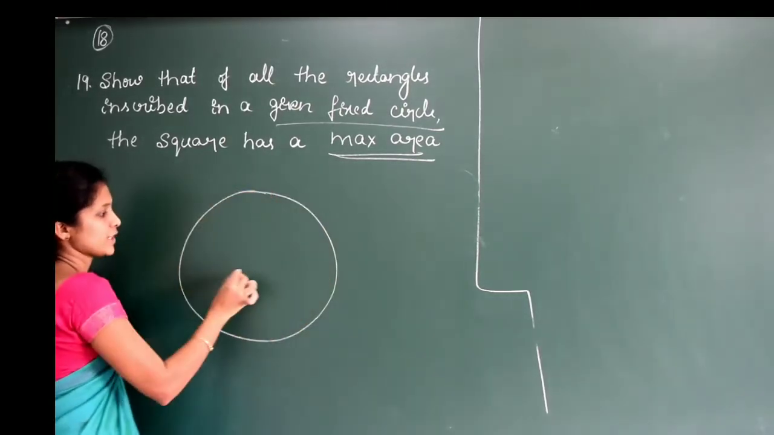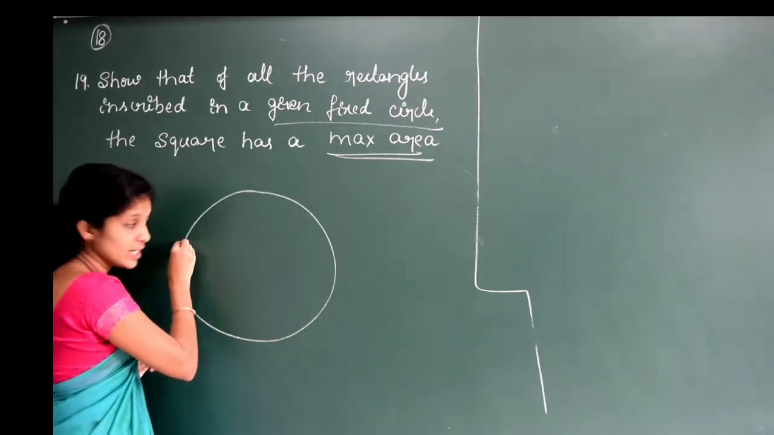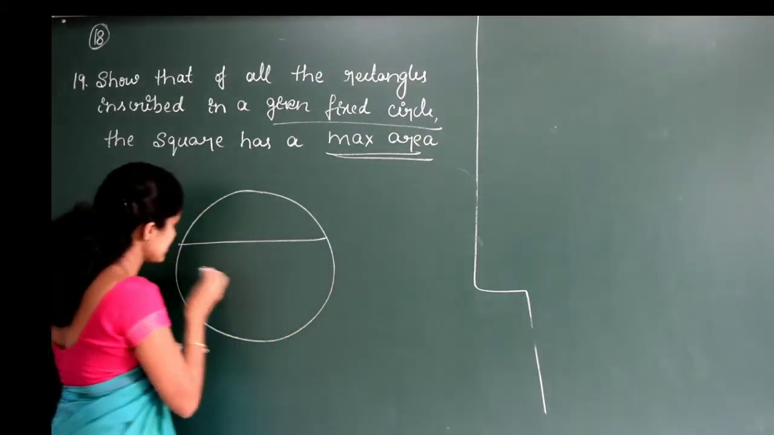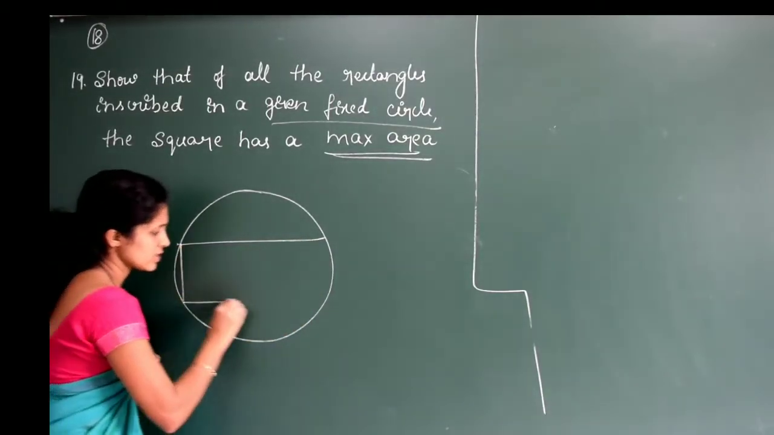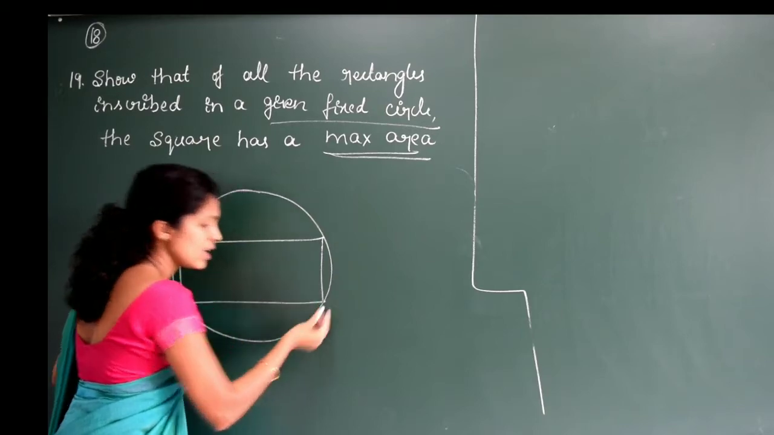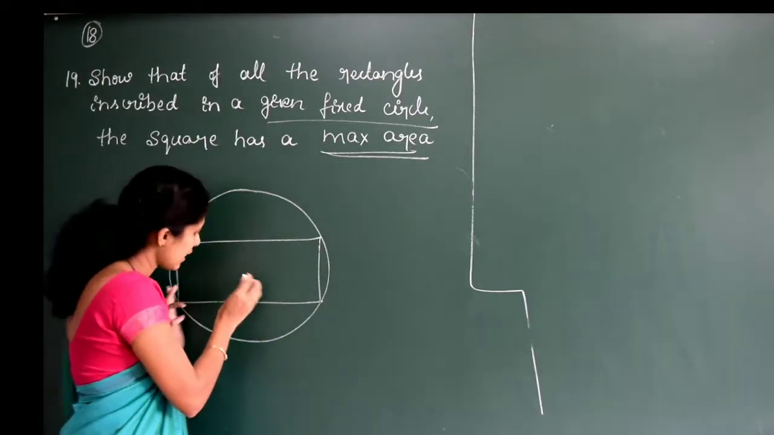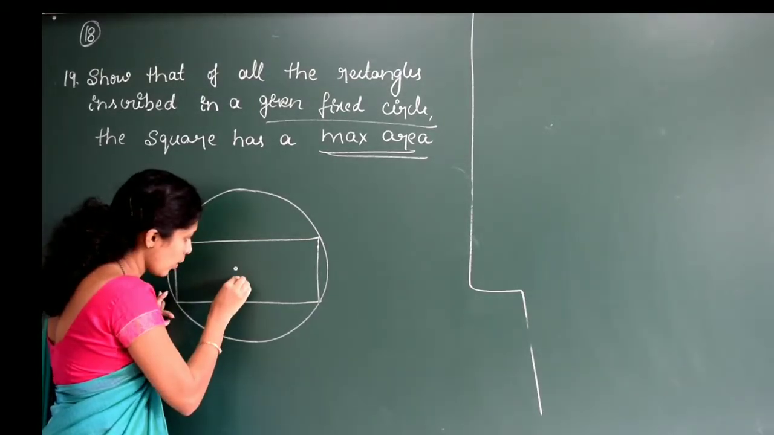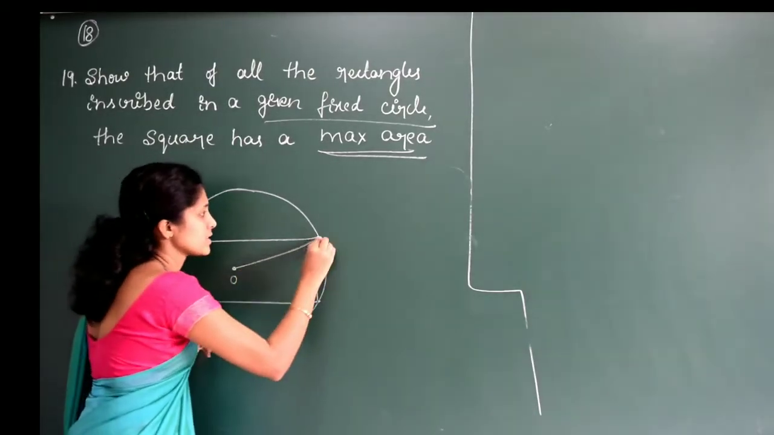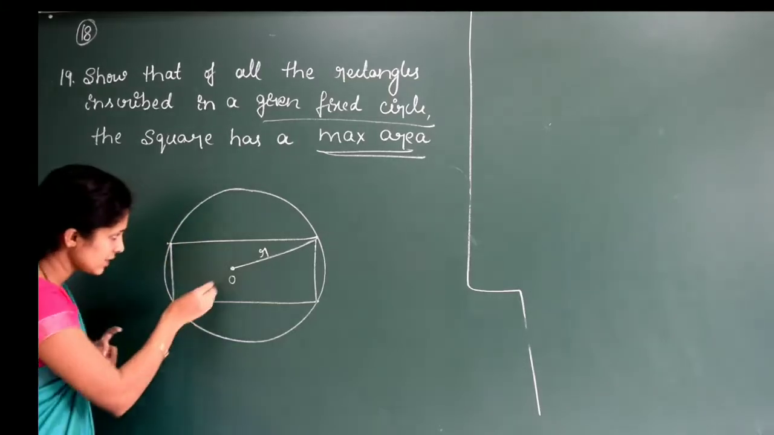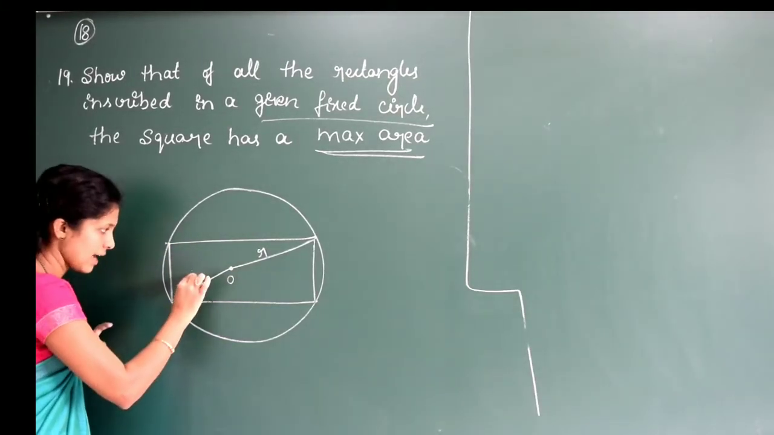First let us consider a circle. Now this is one fixed circle and one rectangle is placed inside it. Now this is one rectangle. Is it clear? Now we have to prove that the area of this one is maximum. Now I will consider this as the center O. Then we will consider the radius of the circle as R, and here this is also the same R.